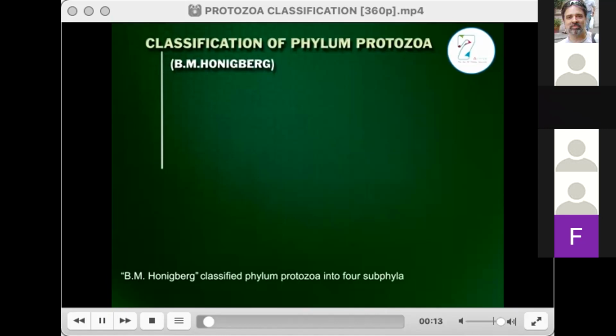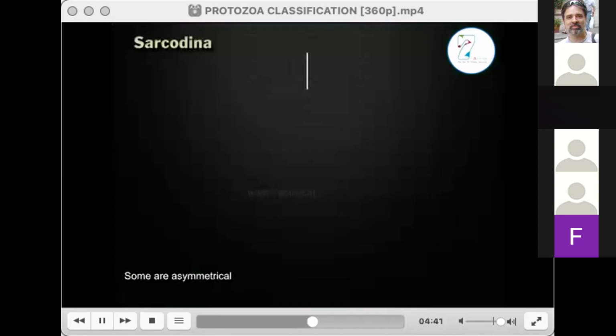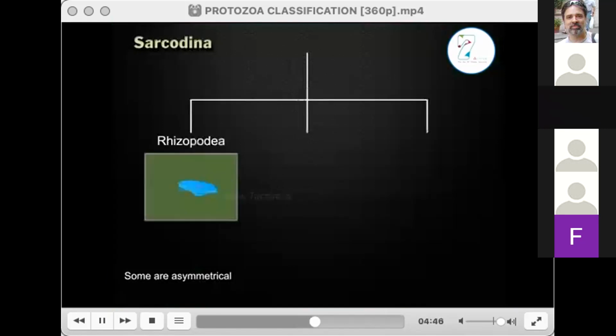Superclass 3, Sarcodina. It is derived from the Greek word sarcode, meaning fleshy. Locomotory organelles are pseudopodia; the body is radially or spherically symmetrical. Some are asymmetrical. Class 1, Rhizopodia. Class 2, Piroplasmia. Class 3, Actinopodia.